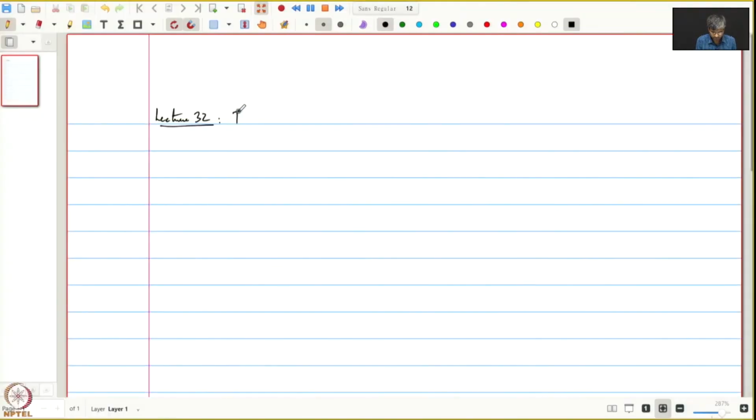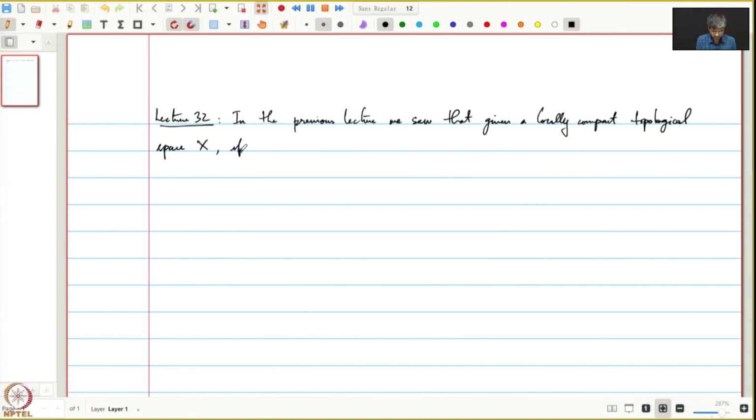So, in the previous lecture, we saw that given a locally compact topological space X, if it is not compact, then we can compactify it. Right. So, what did we mean by saying that we can compactify it?